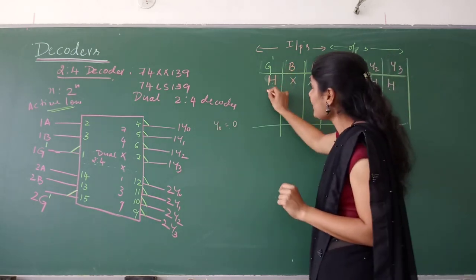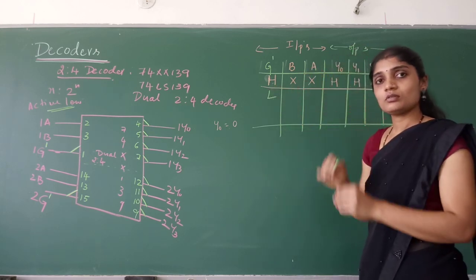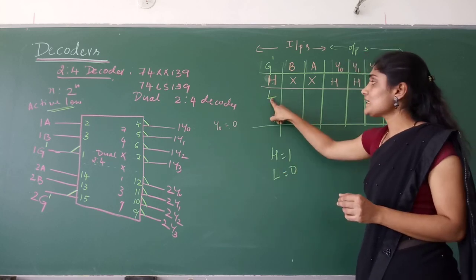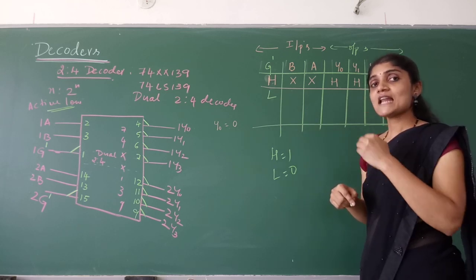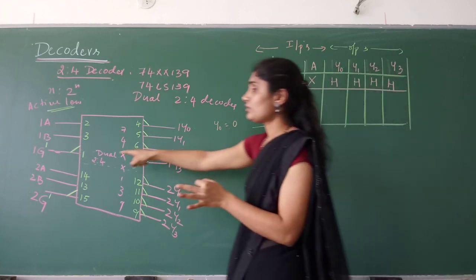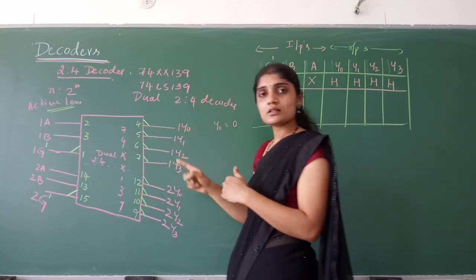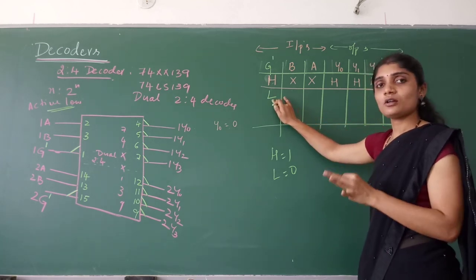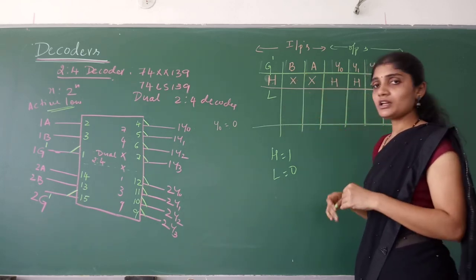Correct? H means 1, low means 0. If I make this low, that means I am giving a low signal to enable. It is an active low signal. I am giving 0. Now this is active, and it is allowing the decoder to decode the inputs to the corresponding output. Now when you give the enable input as low, your decoder is on. Now your decoder can work as a decoder. It can decode the inputs to outputs. Now the outputs depend on the inputs.